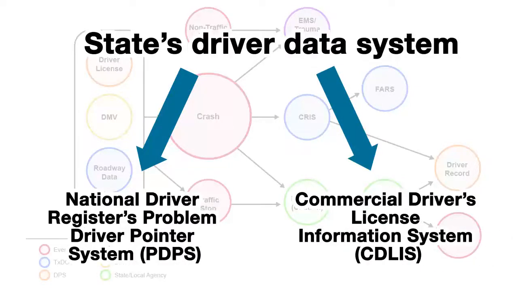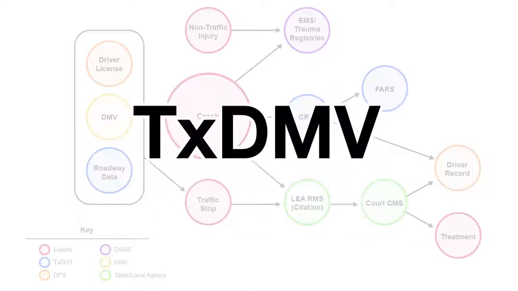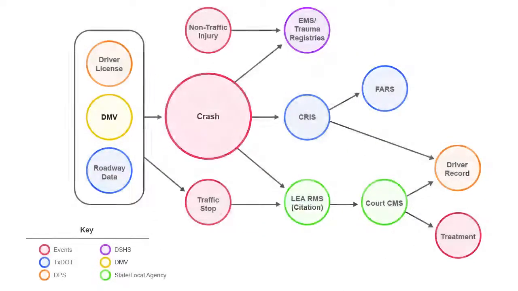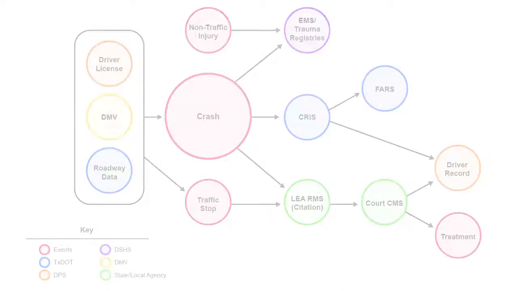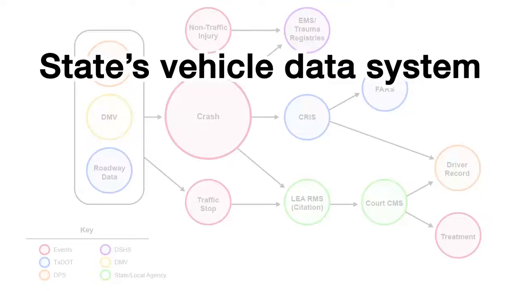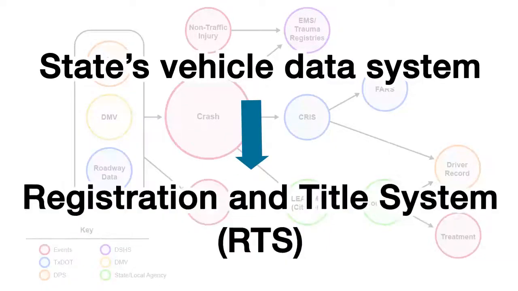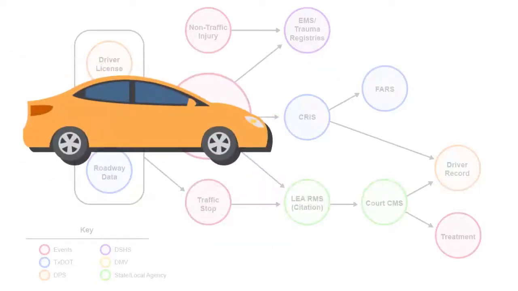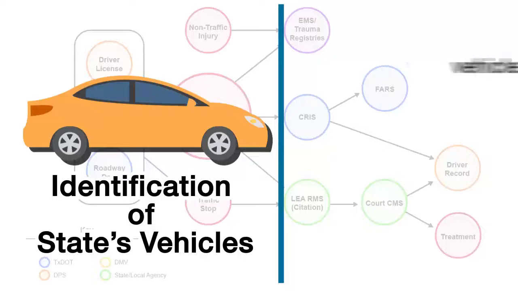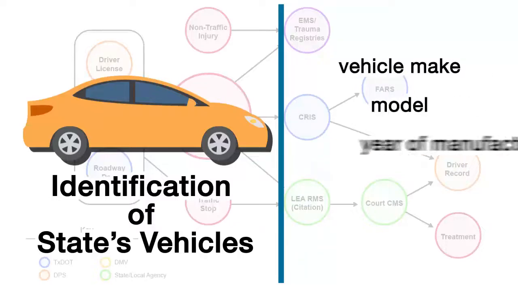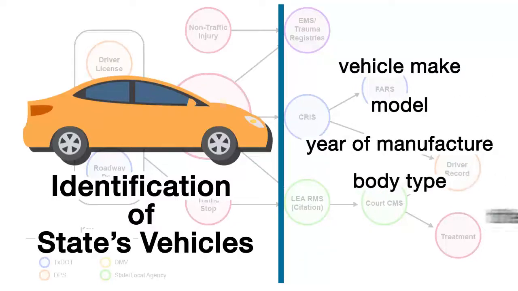The state's driver data system interacts with the National Driver Register's Problem Driver Pointer System and the Commercial Driver's License Information System. The Texas Department of Motor Vehicles has custodial responsibility for the state's vehicle data system that maintains all vehicle title and registration records in the Registration and Title System. Critical information related to ownership and identification of the state's vehicles, such as vehicle make, model, year of manufacture, body type, and title brands, is stored in RTS.